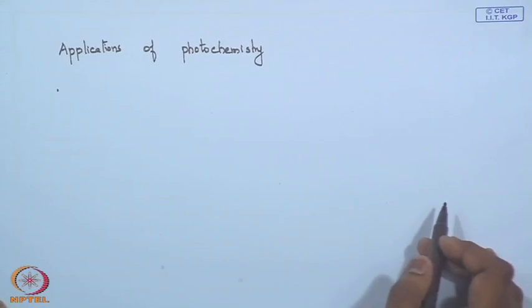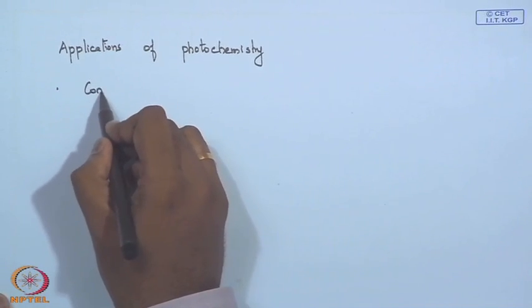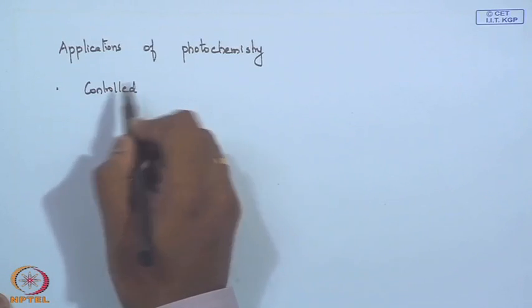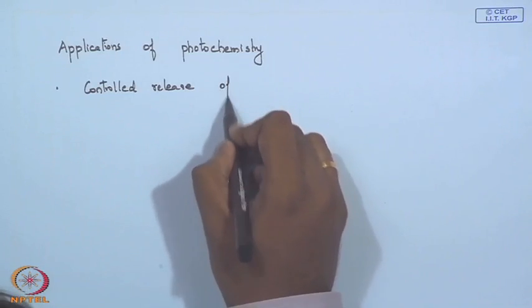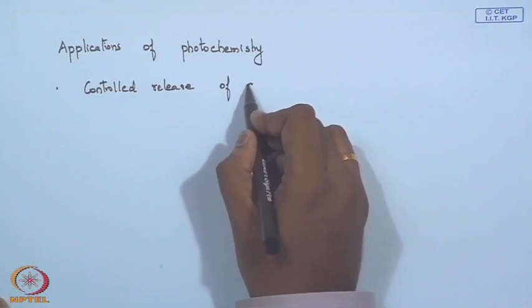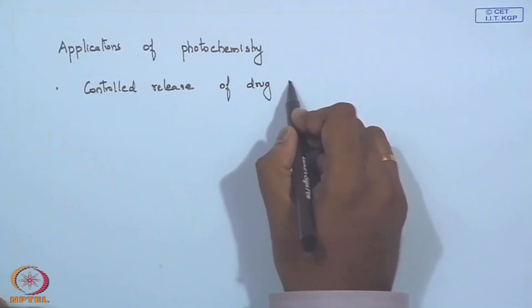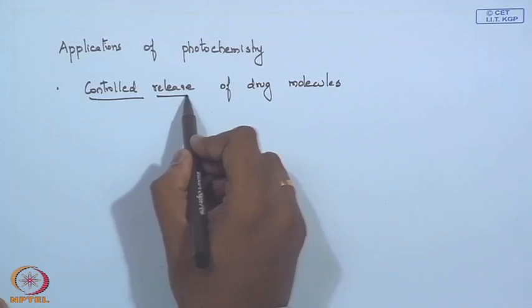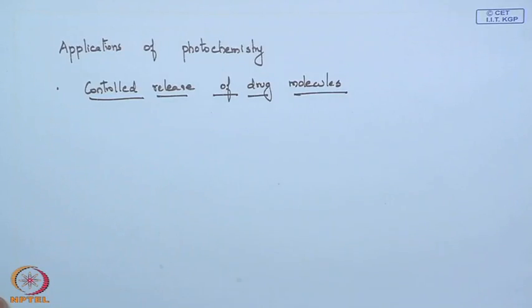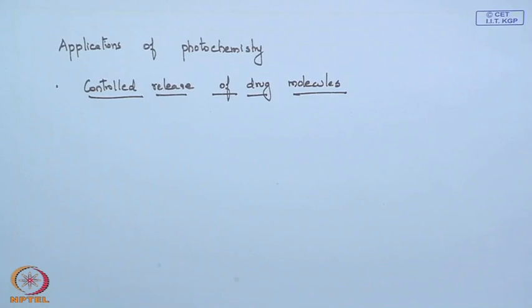See, one of the hot fields nowadays is controlled release, or you can call it controlled delivery, of drug molecules, or even active molecules. Controlled release or controlled delivery of drug molecules has become a really important field, and there are many ways you can release drugs in a controlled fashion.